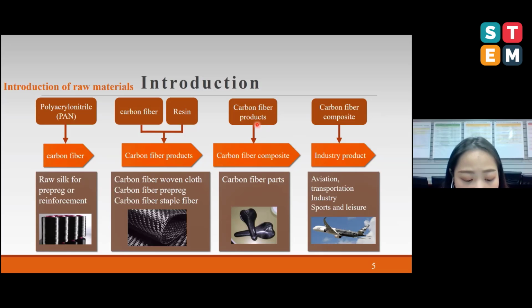And this part shows that through chemical reactions such as hardening and then molding with mold, it can become carbon fiber composite materials or carbon fiber parts. And we can see because of its high strength, lightweight and wear resistance, carbon fiber composite materials have been used in many industries, such as aviation, automobiles, ships, sports, and leisure.